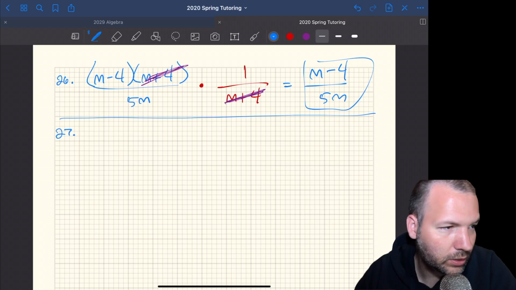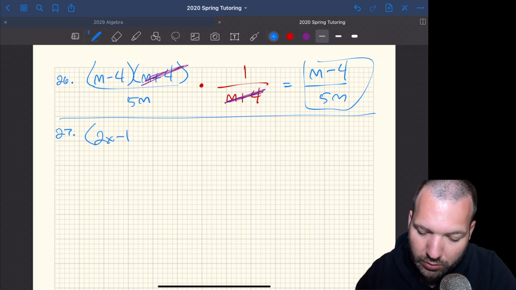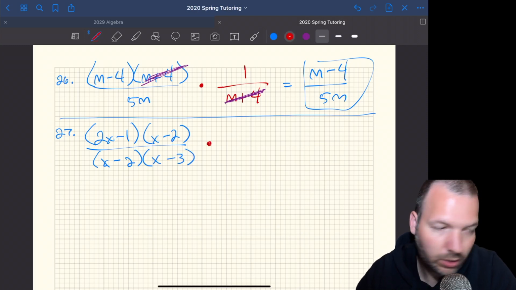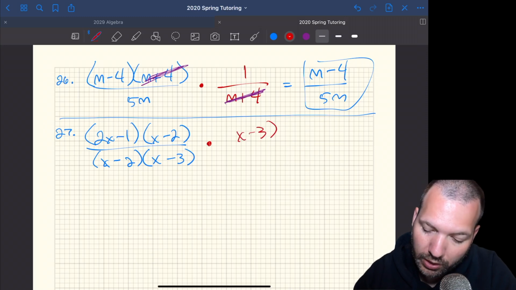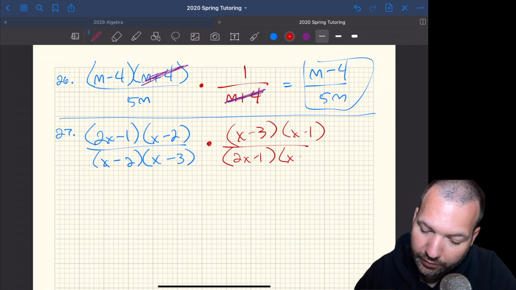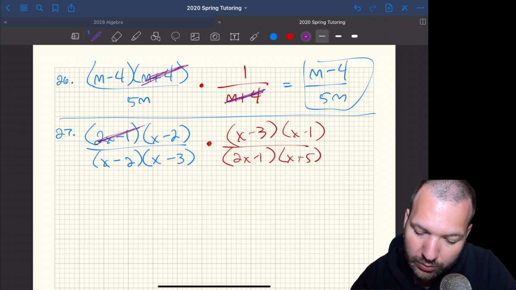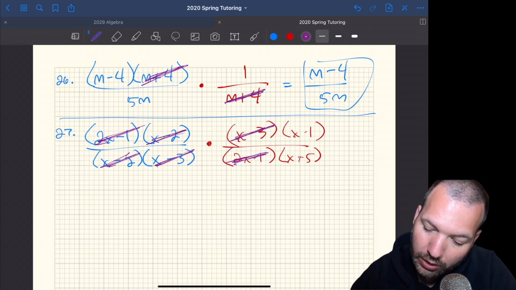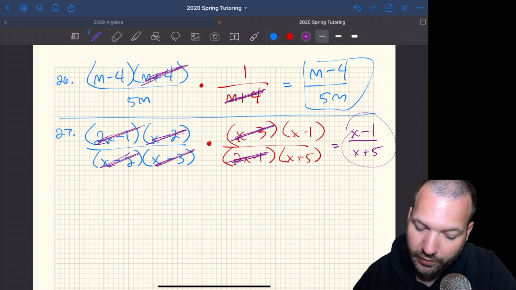27, okay. So they factored it for us. I have no idea why. 2x minus 1, x minus 2 over x minus 2. Already some cancellation you can see. x minus 3, switch, times, flip, x minus 3, x minus 1, 2x minus 1, x plus 5. 2x minus 1, 2x minus 1, x minus 2, x minus 2, x minus 3, x minus 3. And so this is x minus 1 over x plus 5.